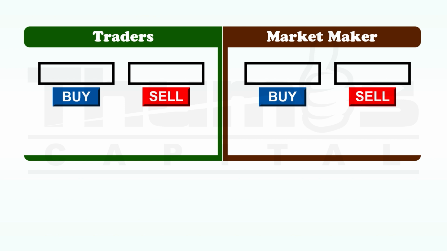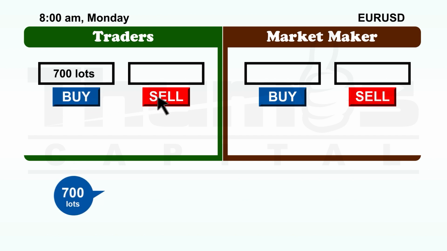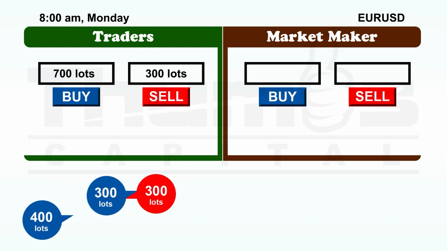Let me explain this with a practical example. Let's say as at 8 a.m. on Monday, the total orders placed by traders on Euro USD is 1,000 lots, out of which 700 are for buy and 300 lots are for sell. Remember that for a buy to happen, there must be a seller in the same quantity. This means the 300 lots of sell orders will be paired with 300 lots of buy orders out of the 700 lots total. In a market without market makers, only the 600 lots paired orders will be activated, leaving the remaining 400 lots declined or cancelled.